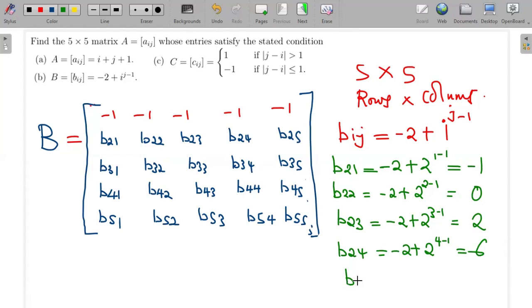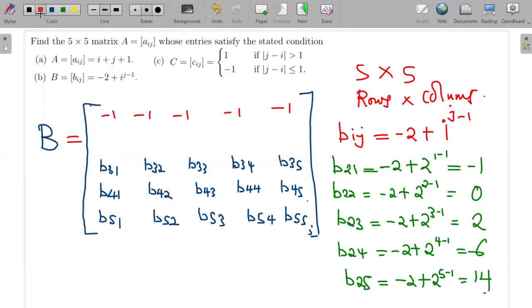And then B25 will simply be minus 2 plus 2 to the power 5 minus 1. So 5 minus 1 is 4. 2 to the power 4 is 16. 16 plus minus 2 will simply be what? 14. So I'll replace these as my row 2. So row 2 is going to have minus 1, 0, 2, 6, and then 14. Okay, let's go to the third row.